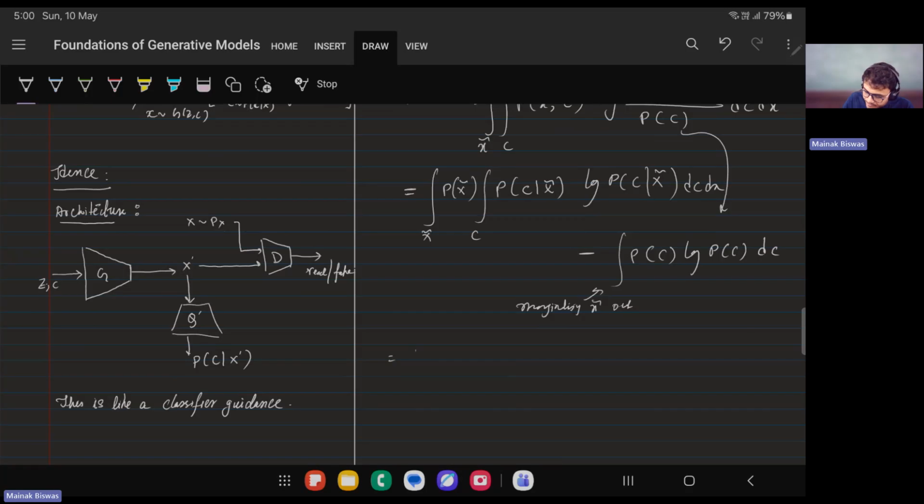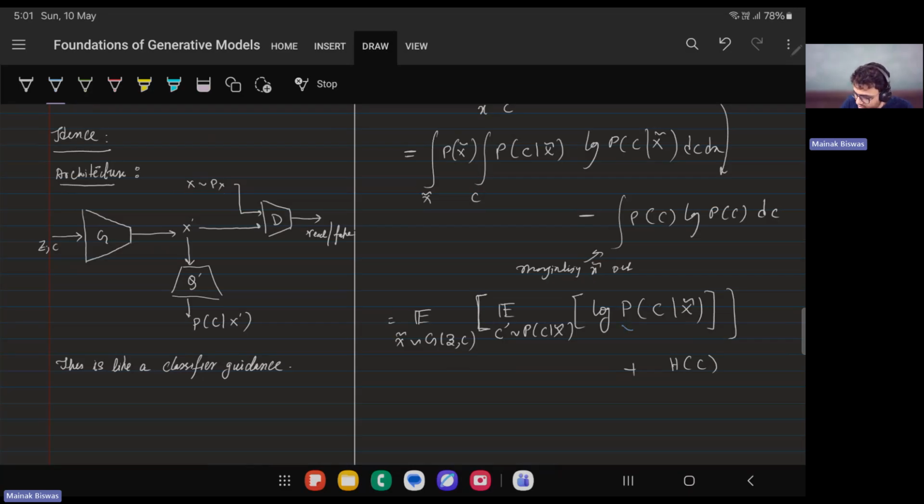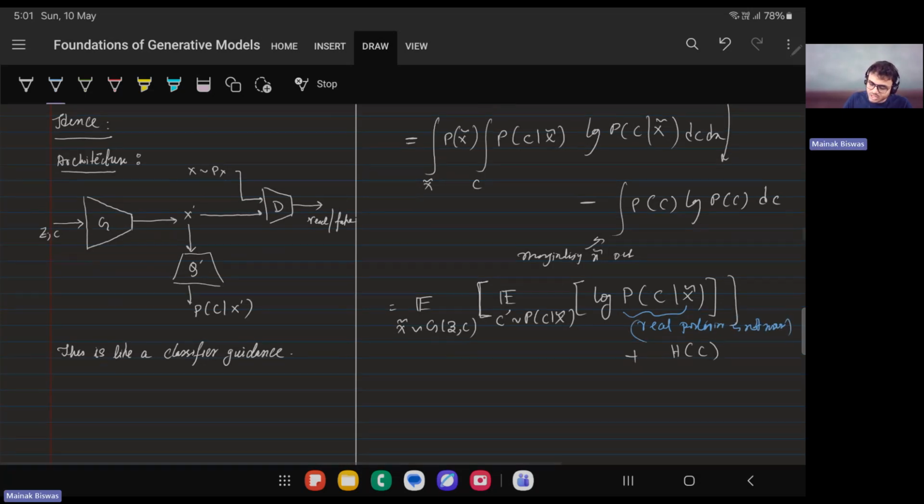This is nothing but equal to the expected value of x tilde from the generator G(Z, C), and you would have the expected value of C dash from P(C given x tilde), log of P(C given x tilde), plus the entropy of C. So as soon as I get that, the real posterior is not known. Therefore, we can approximate it.